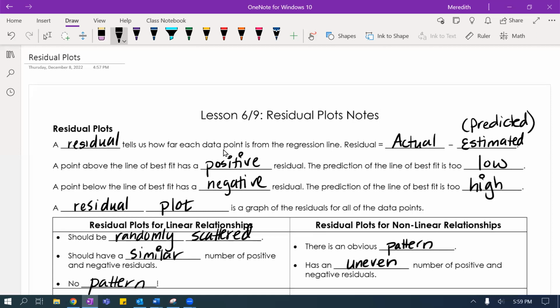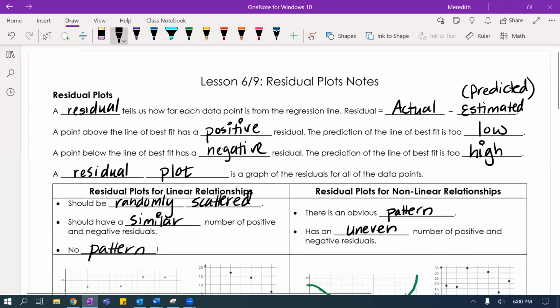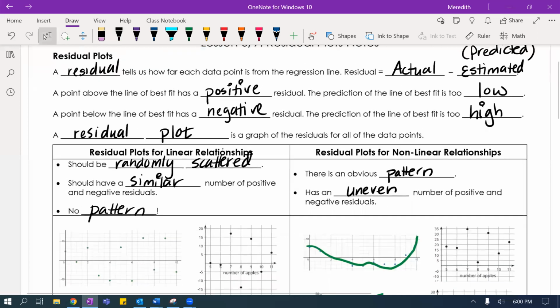So basically, if you have a positive residual, you're going to see that point on the residual plot above that line, because the line of best fit is below that point. And if you have a negative residual, you're going to see it appear below the line, because the line of best fit is above it.